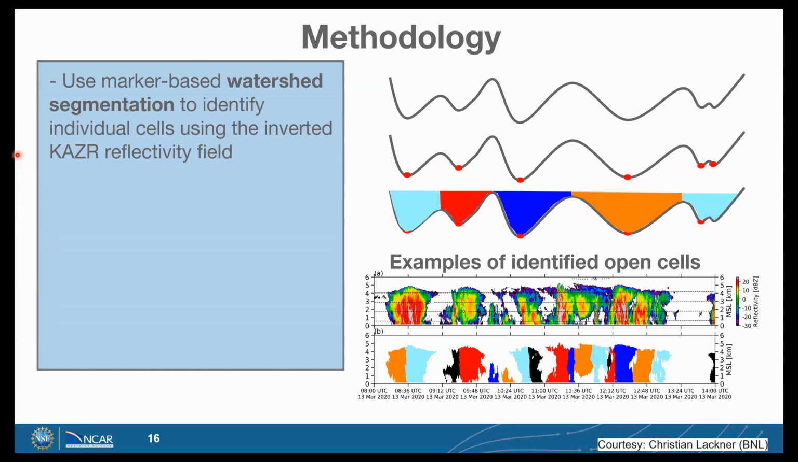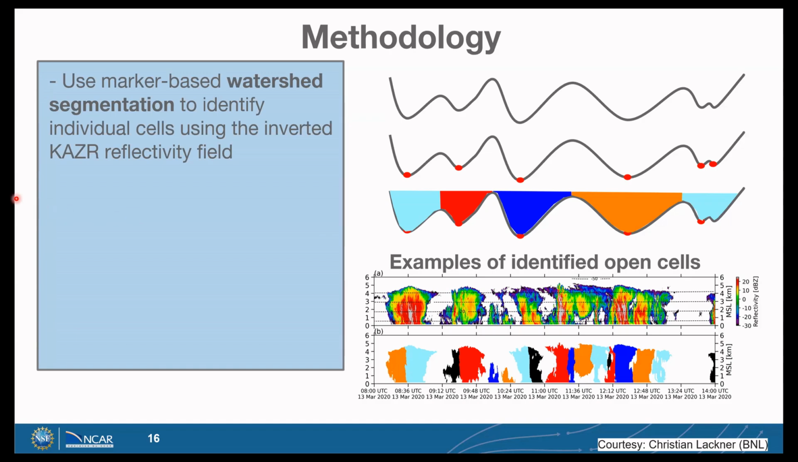Okay, so this is really work that Christian Lackner, who was at University of Wyoming and now is at Brookhaven, led. This is mostly his work. He did a great job. So I'm just summarizing this, but I have the QR code if you want to look at the gory details of the methodology and the results.